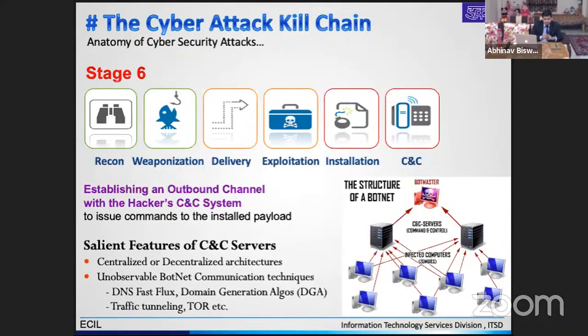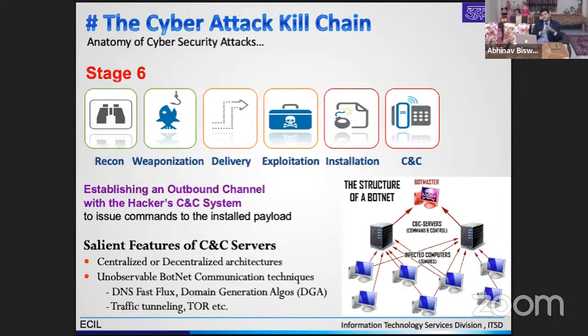So this is what is done by CNC servers. They control the endpoint and the target. There are various features of CNC servers, like centralized architecture and decentralized architecture. To have covert communication between the hacker and the target, they use techniques like DNS fast flux, where they change the DNS within seconds, or they use domain generation algorithms, DGAs.